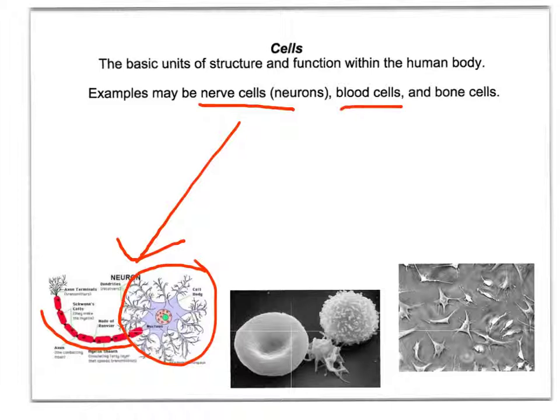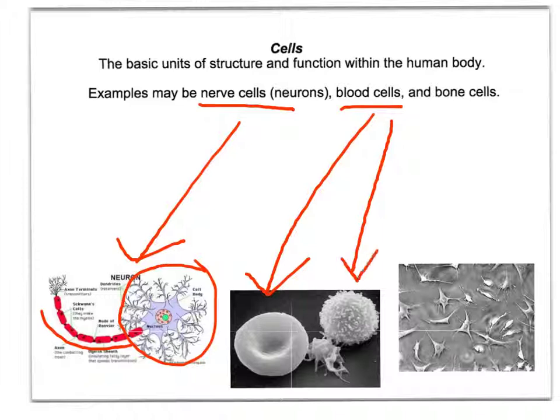And then you also need to know about blood cells. Here is a picture of a red blood cell. Almost looks like a donut shape. And then the white blood cell over here, almost like a marshmallow. And then bone cells. And here's some examples of bone cells. There are also skin cells and other types of cells that you have in your body.